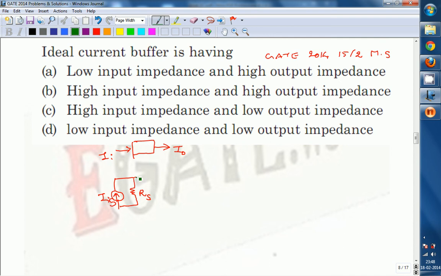The current buffer consists of one internal resistance, Ri, and next a dependent current source, which is AI times II. II is the current entering into Ri. Again remember, it is a current source, and this current source has some internal resistance R0 and it is connected to load RL.